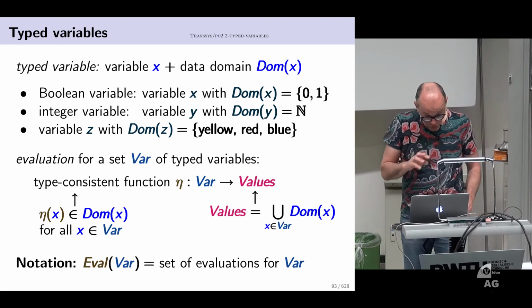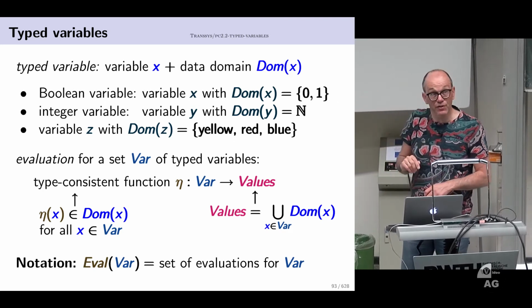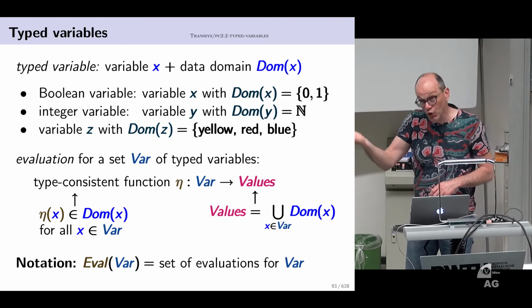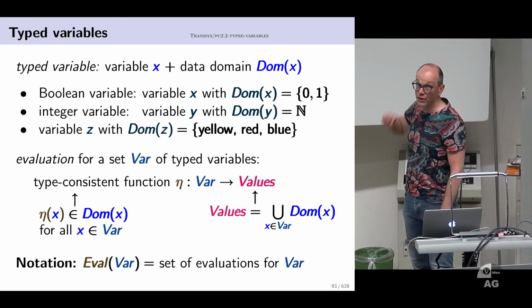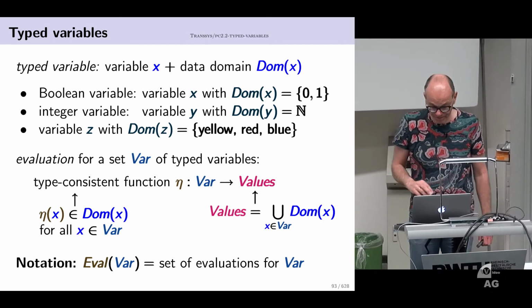Good. So I'm going to use this notation. Eval(Var) is the set of evaluations, the set of functions. Yeah, an evaluation is a function. It's a set of functions over, or for, the set Var.